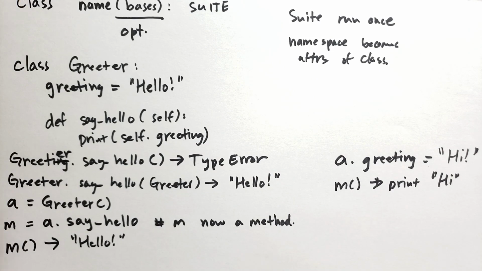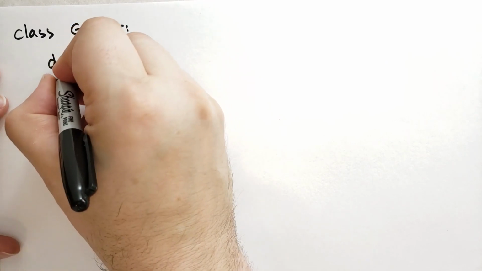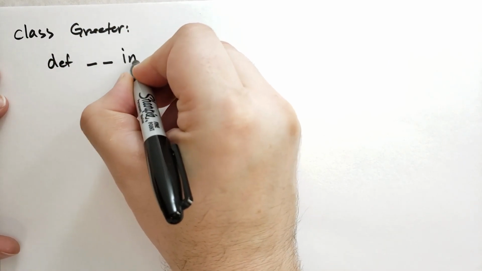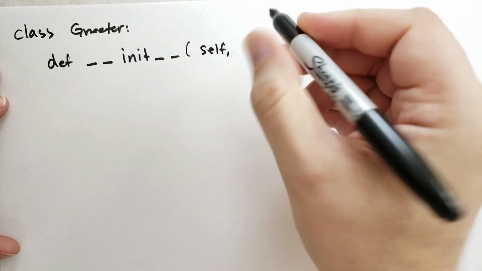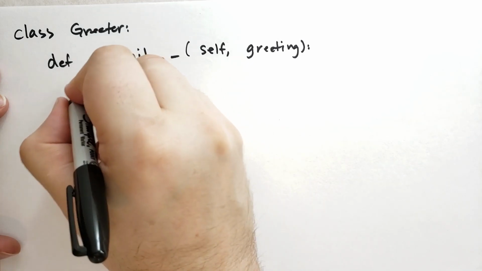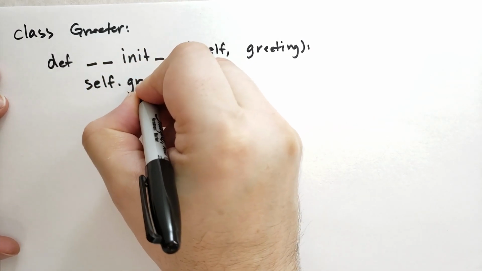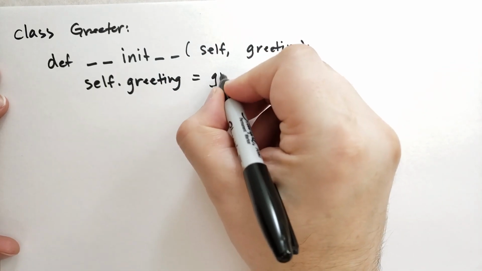Let's talk about a special method. So there's lots of special methods in Python. We're going to talk about probably the one you're going to use the most. In order to introduce this method, I'm going to give you an example. We'll continue with the greeter. So we have the greeter class. And then we're going to define a new function, underscore underscore init underscore underscore. And it's going to take two parameters, self and greeting. And it is going to set the greeting attribute of that first parameter, self, to be equal to the greeting that was passed in.